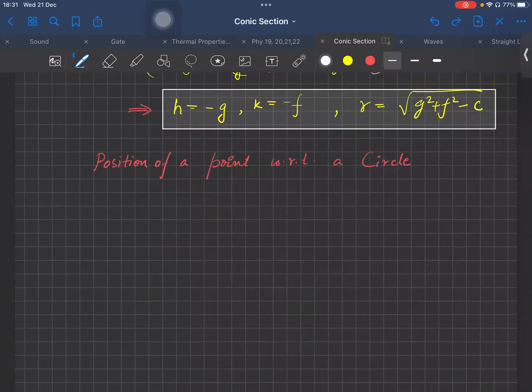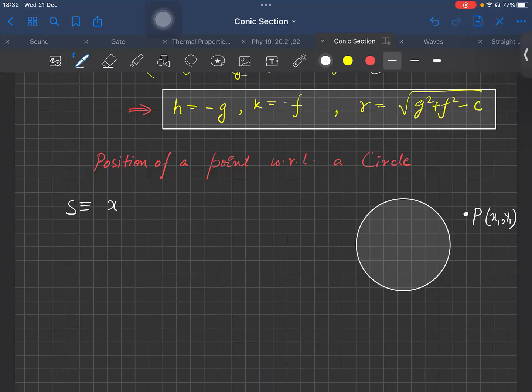Okay, the second one that we have done. So suppose there is any circle. Just imagine any circle and there is a point P. Now let's say the coordinate of point P is x1, y1, and the equation of circle is S such that x square plus y square plus 2gx plus 2fy plus c. Now you already know what is center and what is radius.